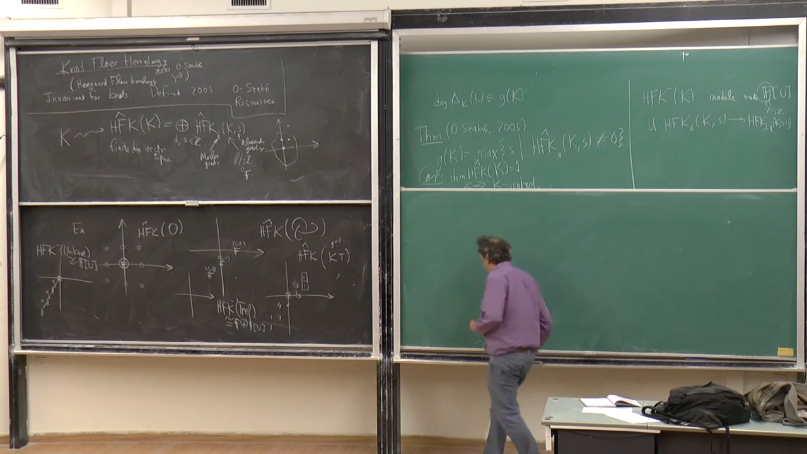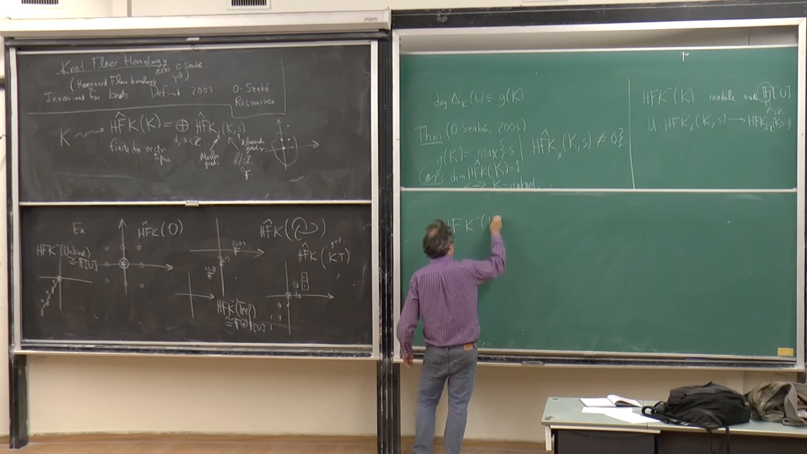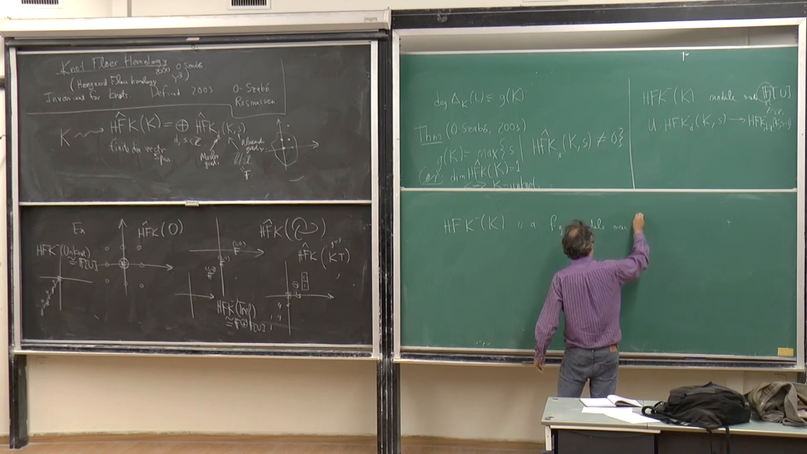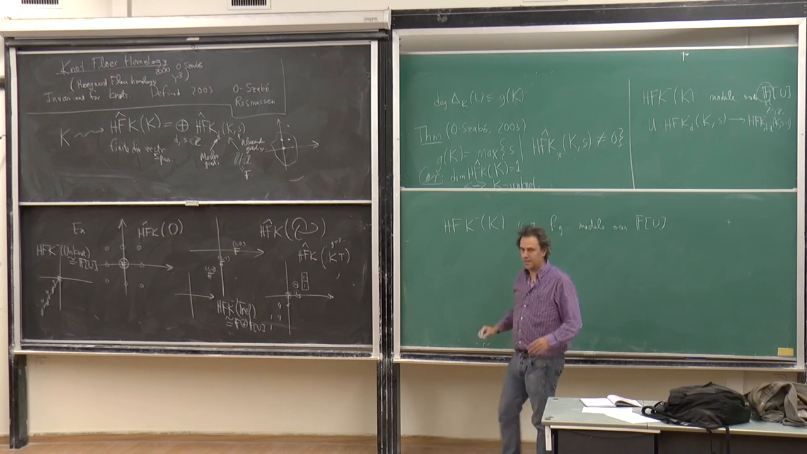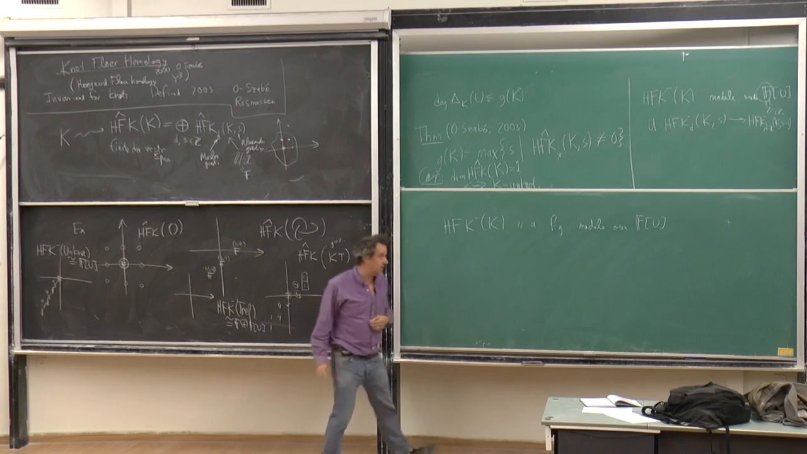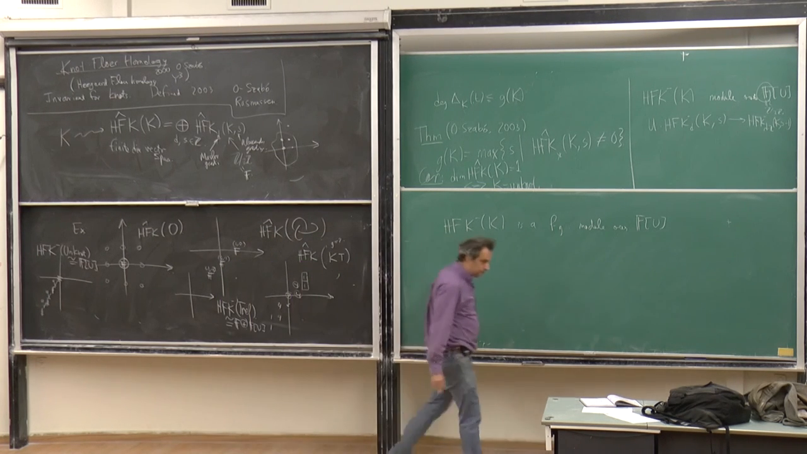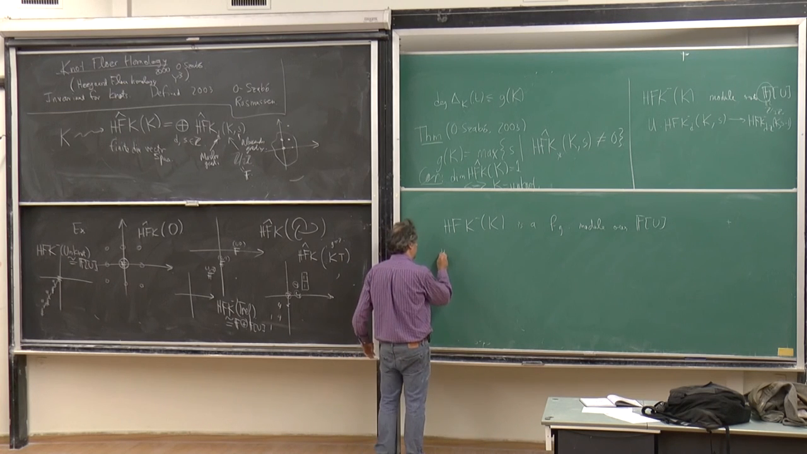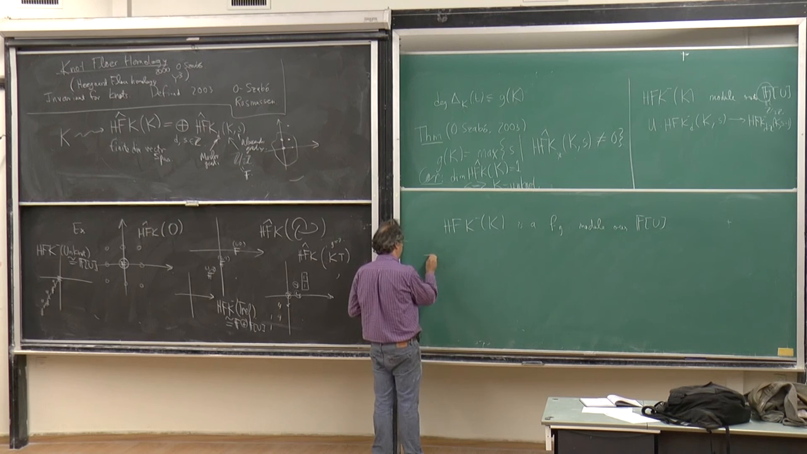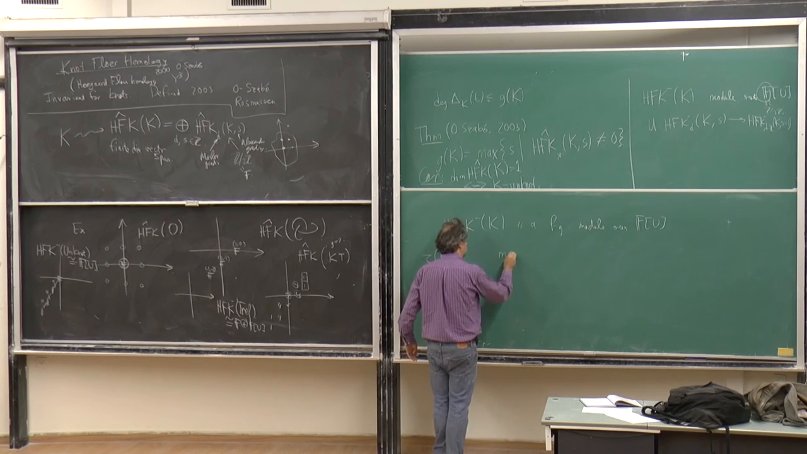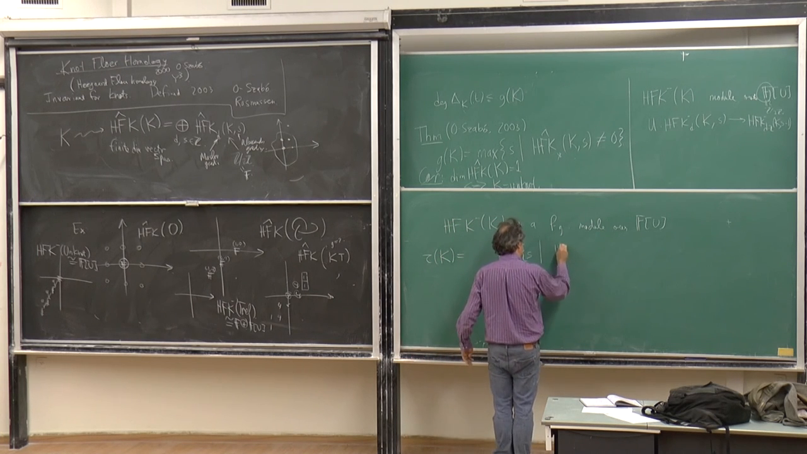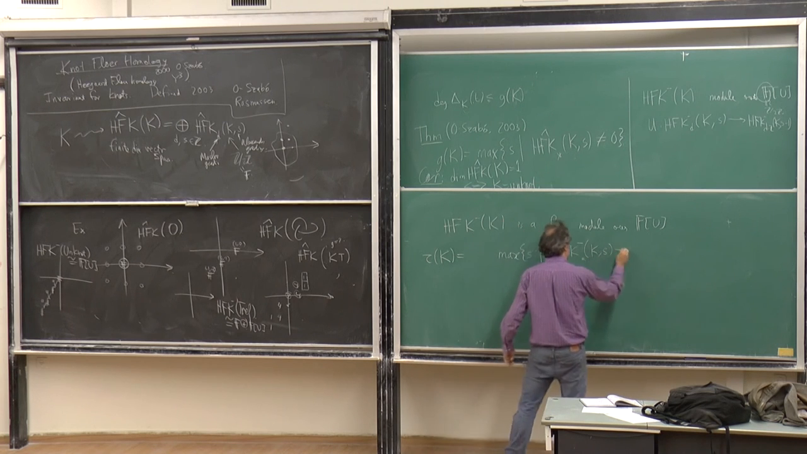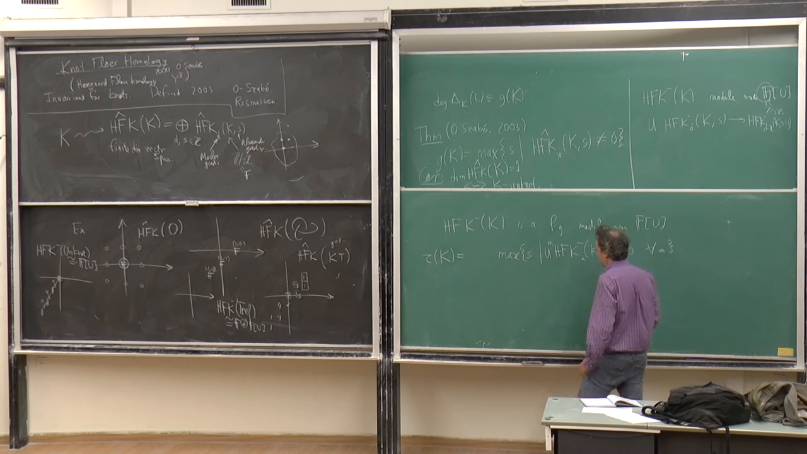So let me just say a few words. HFK minus is a finitely generated module over a polynomial algebra in a single generator U. In some sense, if you set U equal to 0, you get that HFK hat that I talked about earlier. And one can now define tau of a knot to be the maximum S such that HFK minus of K in grading S, times U to the N, is not 0 for all N. OK, that maybe didn't look so nice.